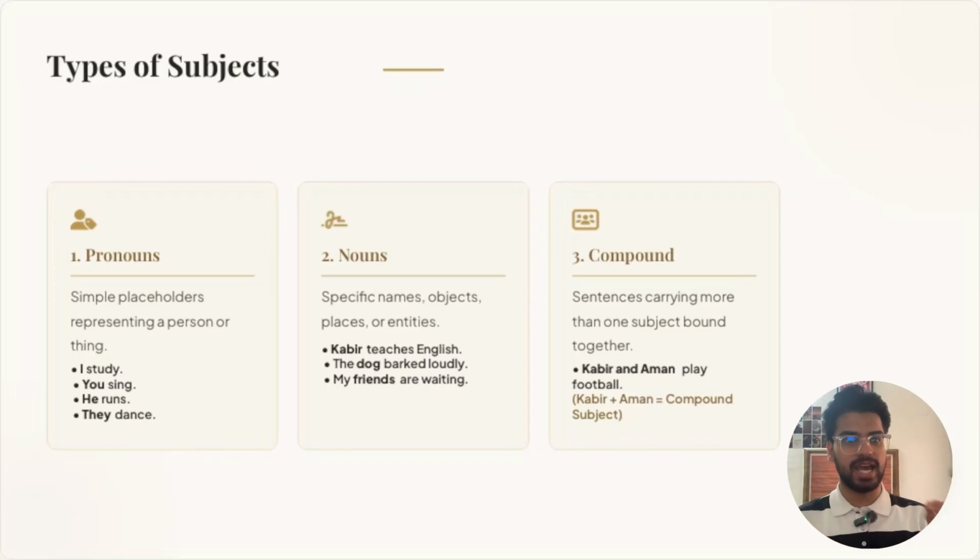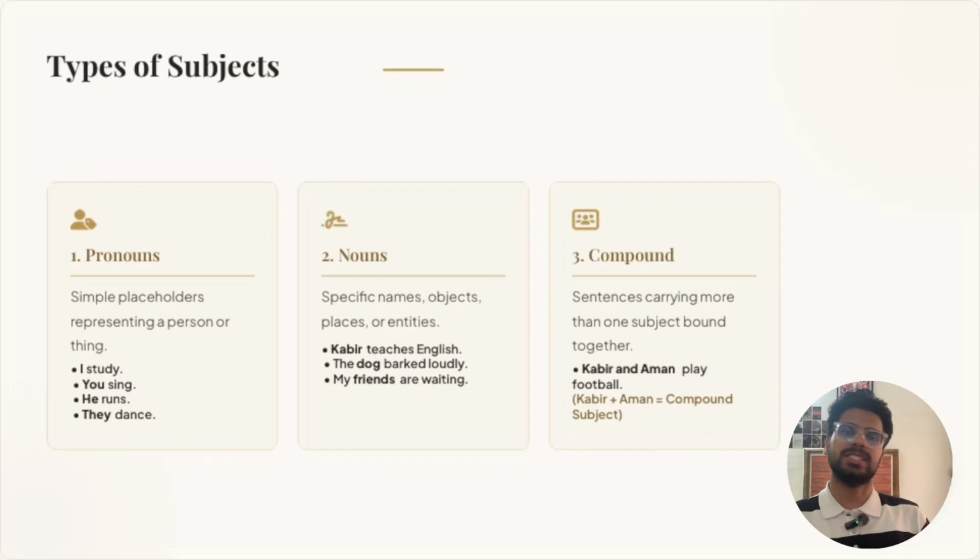Second, nouns as subjects. For example, Kabir teaches English. The dog barked loudly. My friends are waiting. Here, Kabir, dog, and friends are subjects. Understood? Now we will study compound subjects. Sometimes a sentence can have more than one subject. For example, Kabir and Aman play football. Here, Kabir plus Aman equals a compound subject.